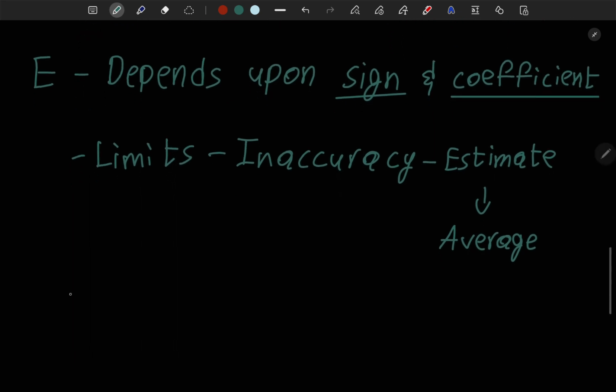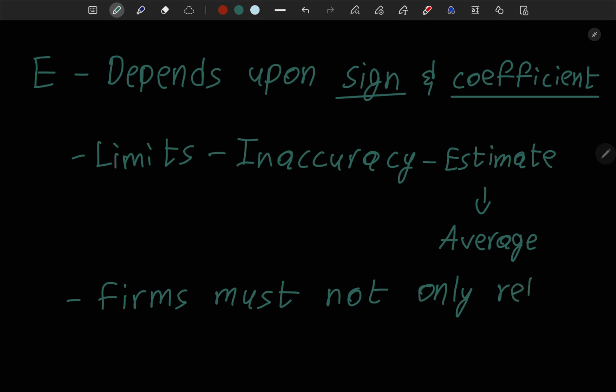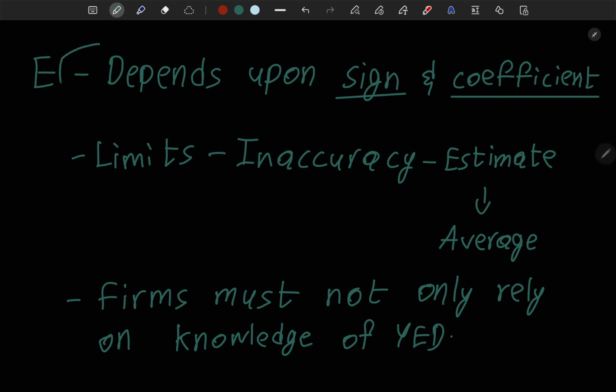So you can also write that firms must not only rely on knowledge of YD. Well, this is not that important. You can even get your marks without this line, but you have to discuss these two things.